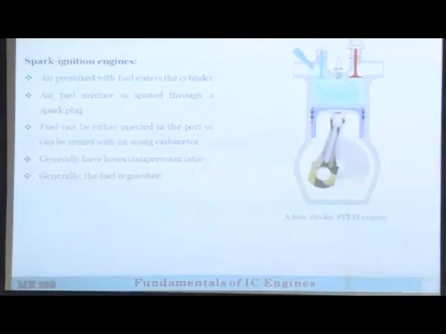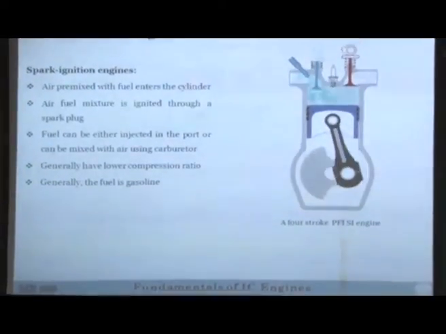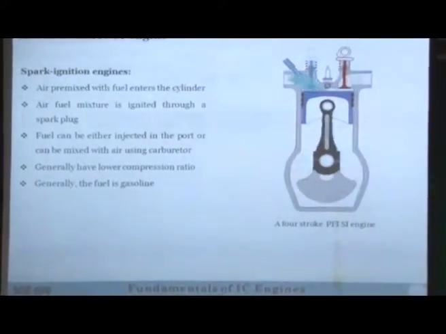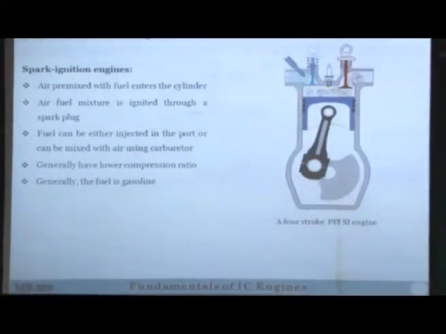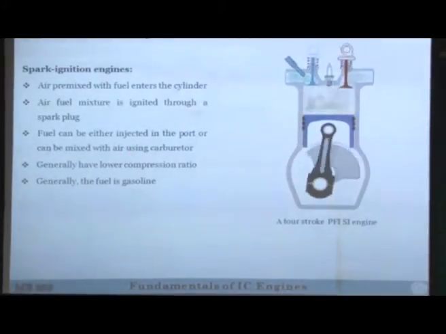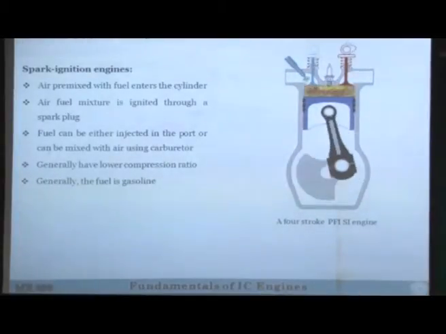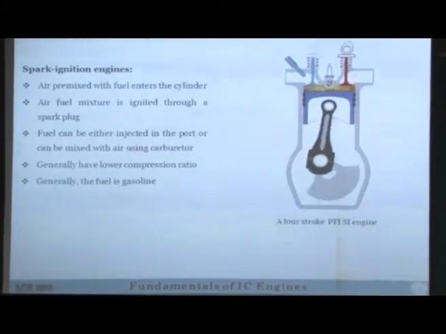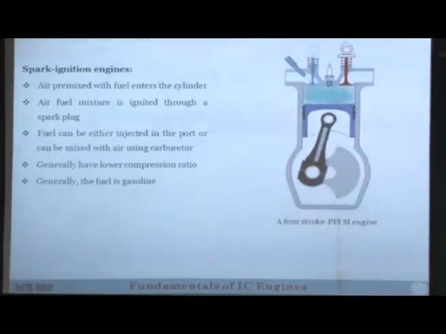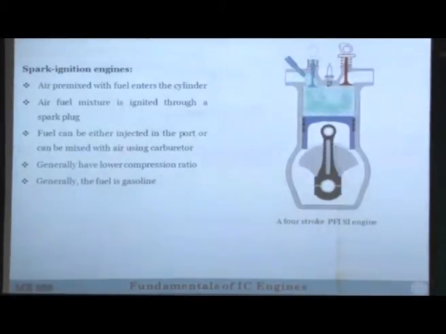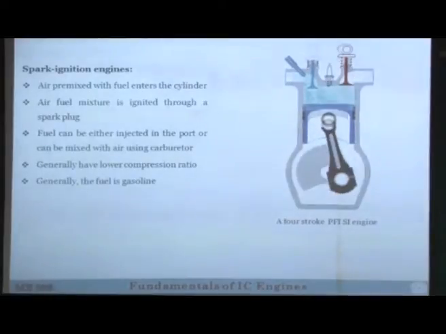So if you look at the spark ignition engine, the air fuel mixture enters the cylinder. This is ignited through a spark plug. Fuel can be introduced in two ways. One is carbureted fuel induction. That means you have a carburetor. A carburetor is a device which prepares the fuel air mixture as per the requirement of the engine.